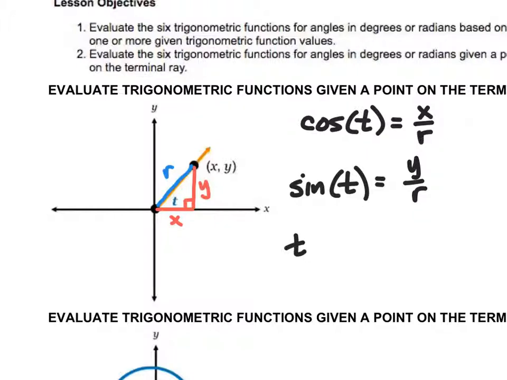We want to find tangent of t, and that's just going to simply give us the opposite side divided by our adjacent side. So given this angle t, opposite side is y, adjacent side is x. And so given our triangle, that's how we figure that out.